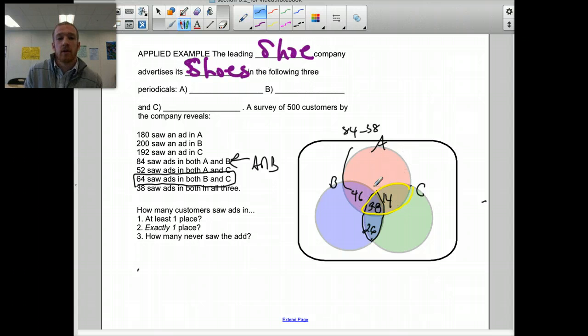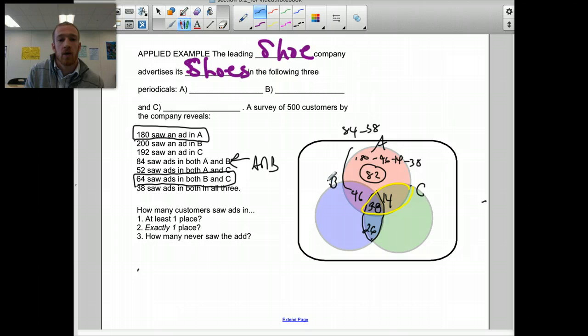So now, how many are in A? Well, it's 180 total saw the ad in magazine A. But of those 180, I've already counted the 46 that also saw it in B, the 38 that saw it in all 3, and the 14 that also saw it in C. So this has to be 180 minus 46 minus 14 minus 38, which gives us an 82. All right, because I have to subtract these 3.